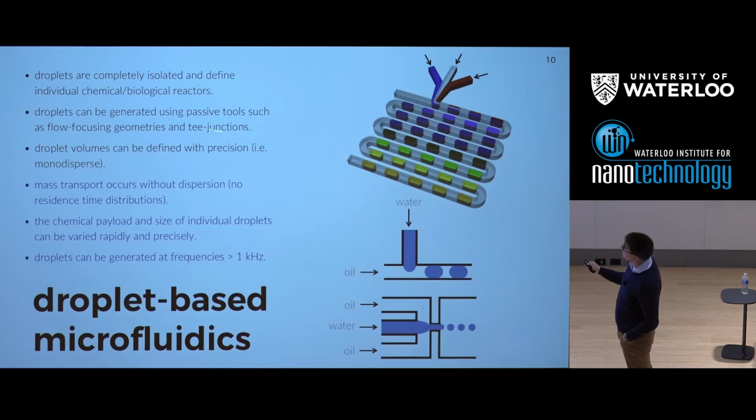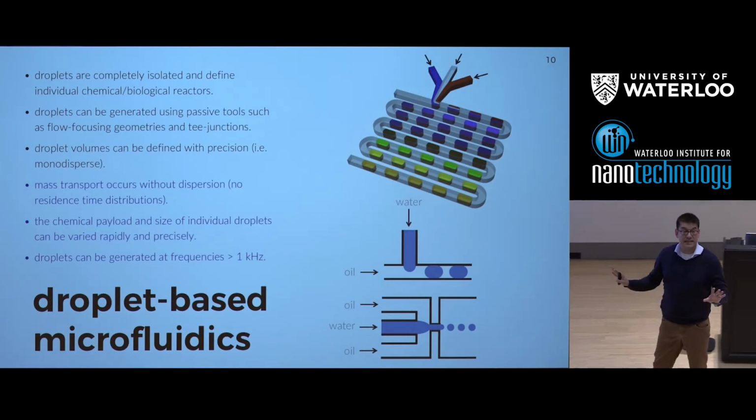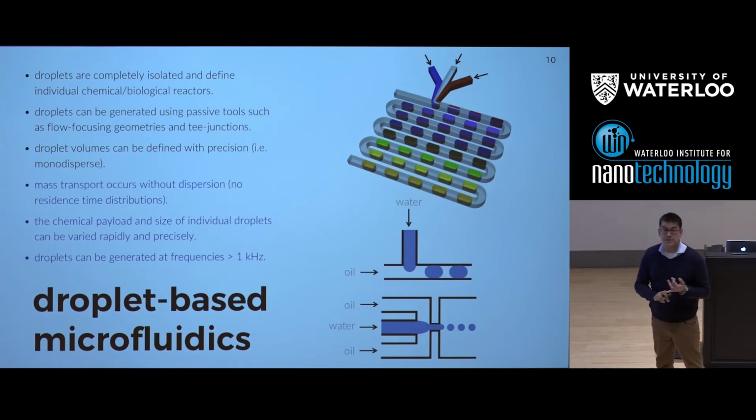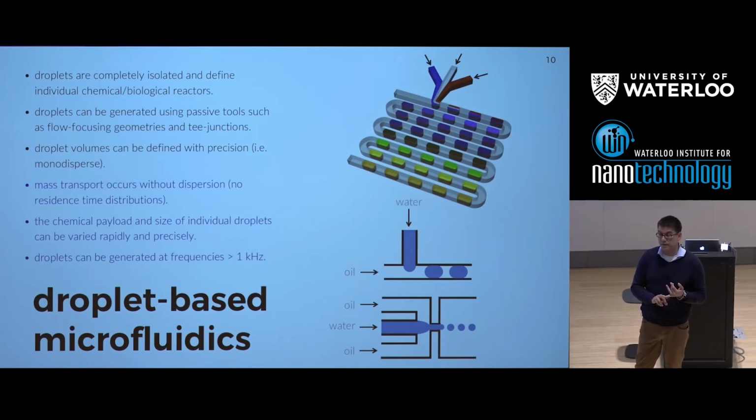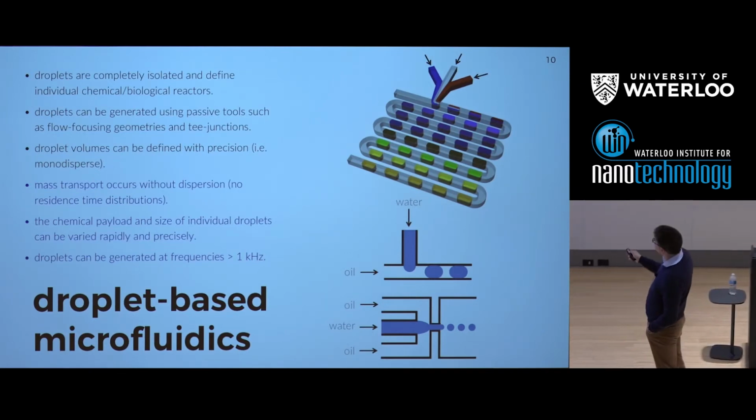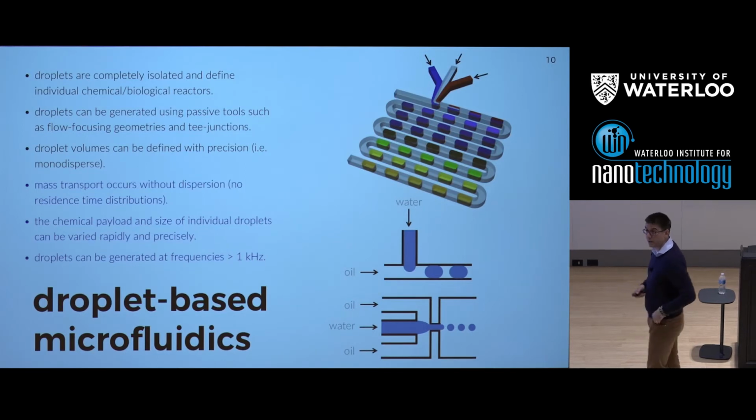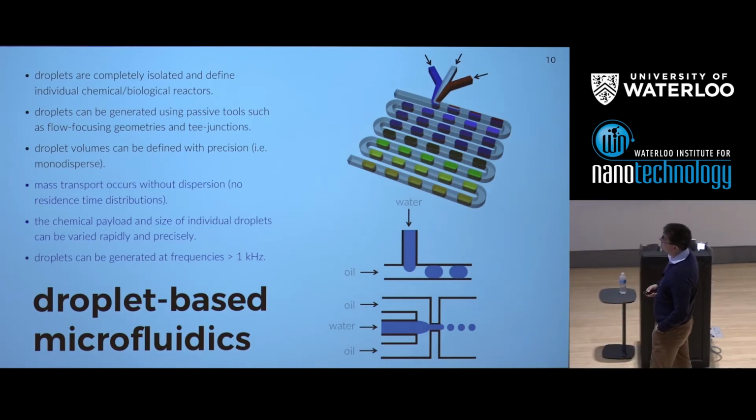We're going to be able to generate them using passive tools, and I've just shown two here. This is a T-junction, this is a flow focusing geometry. The basic idea here is very similar in each, is that we're just delivering two immiscible fluids. One of the fluids is going to wet the surface of our microfluidic device. The other one becomes the discrete phase, and the result of both hydrodynamic and surface forces is that we're either going to generate droplets here which are much smaller than the microfluidic dimension, or plugs or slugs that look like they touch the channel walls but are still separated by a thin layer of the continuous phase.